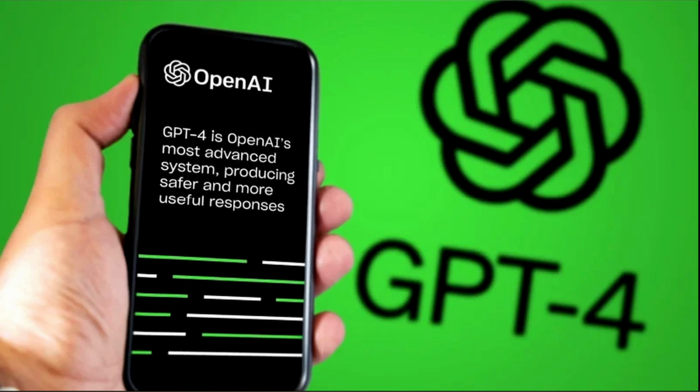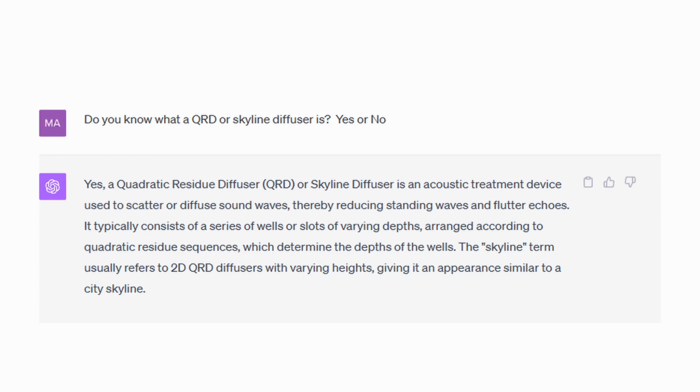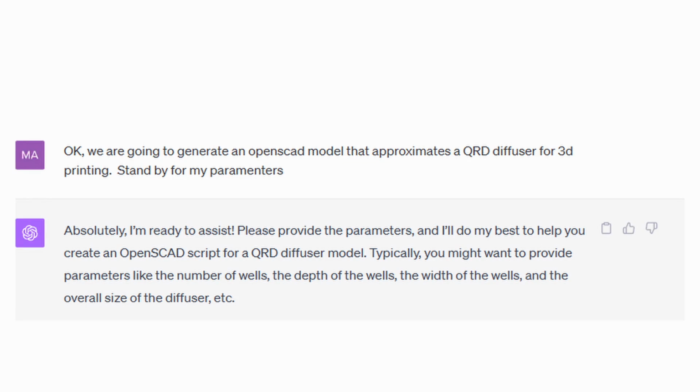What I use for AI is ChatGPT, which is probably the most common AI at the moment. I literally asked GPT, do you know what a QRD panel or a skyline diffuser is? Fortunately it did, otherwise this would be a really short video. GPT knowing what a QRD panel is meant that we embarked on a mission to build an OpenSCAD script for a 3D printable QRD panel.